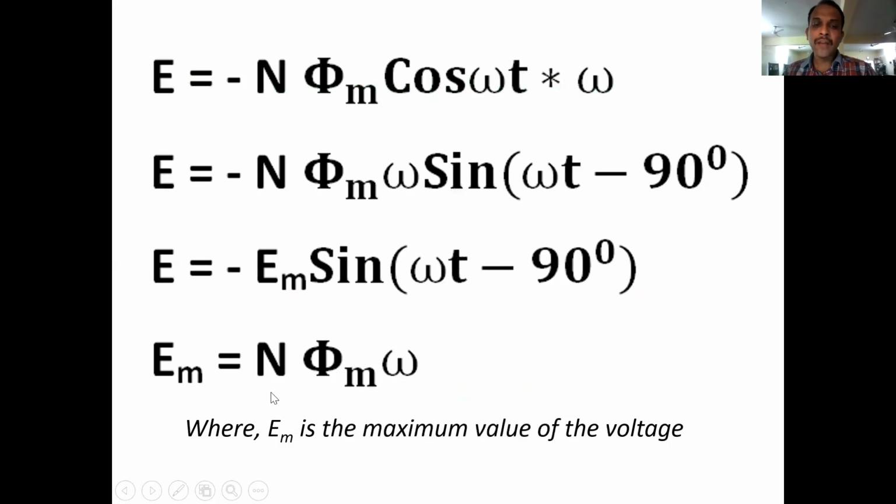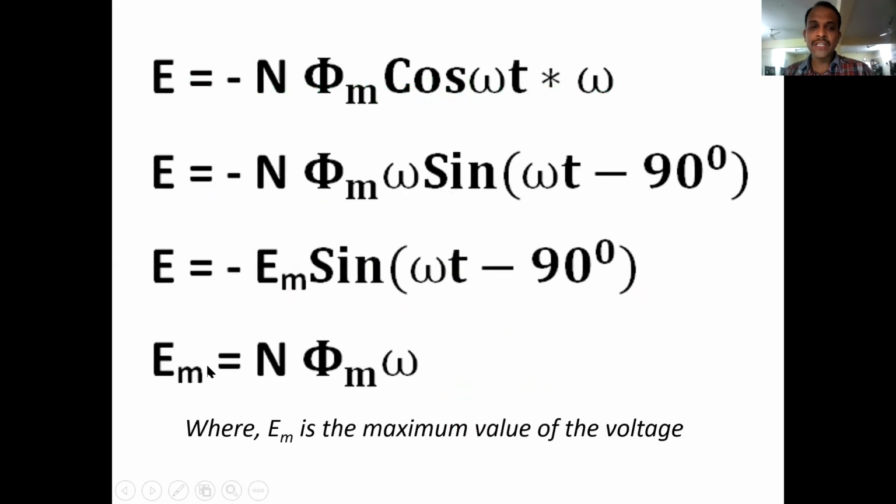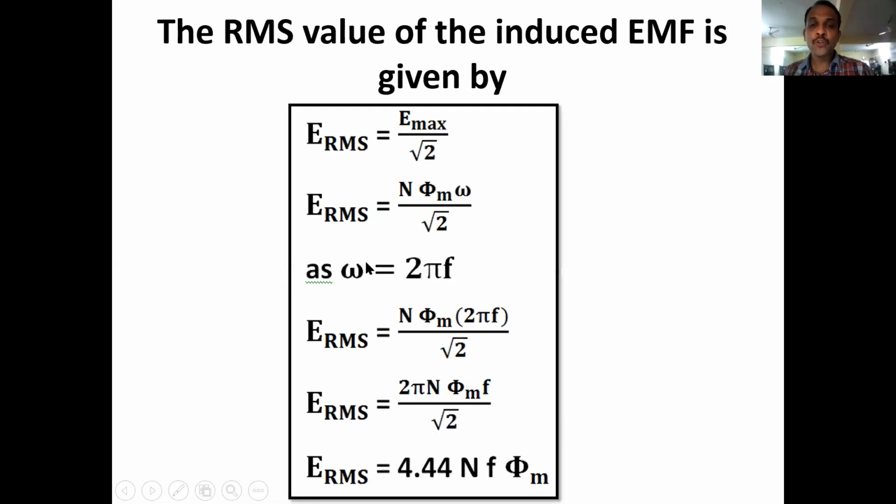With the maximum value, I want to find out the RMS value of the voltage being produced. From circuits, it is very clear that RMS equals maximum value divided by root 2, or V RMS equals Vm by root 2. I use the same formula for the EMF induced voltage: E RMS equals Em by root 2. In the previous step, we found that Em equals N phi m omega. So I substitute N phi m omega here, divided by root 2.